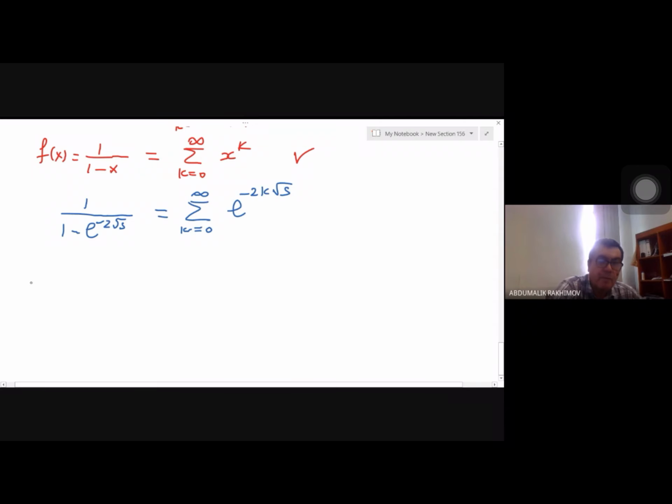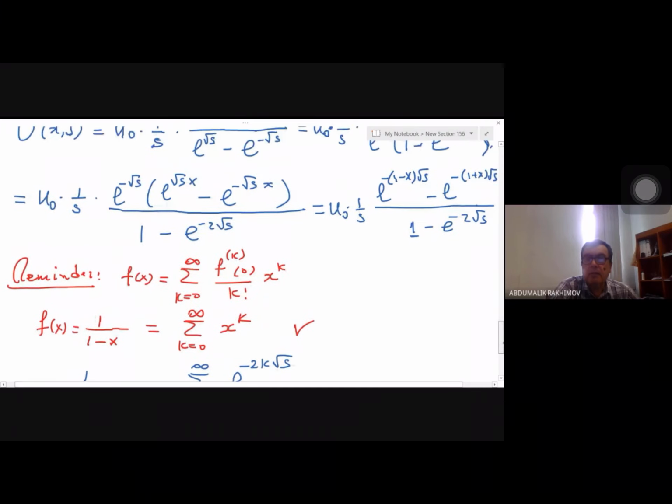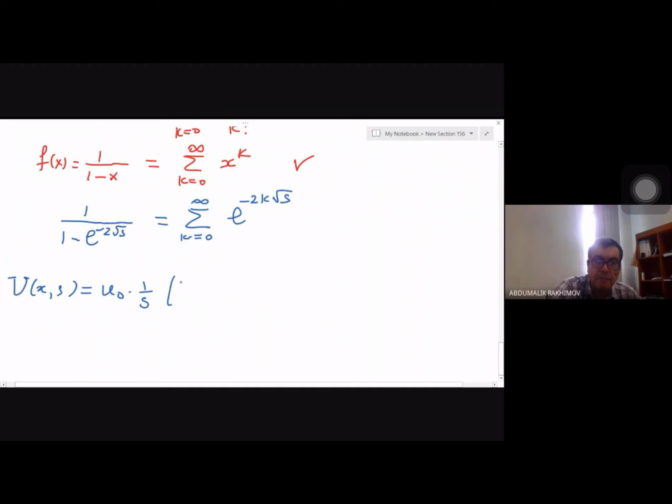Now what is my u? Let me continue. We have u(x,s) equal to u0 times 1 over s, then we have exponential of minus (1 minus x) root of s minus exponential of minus (1 plus x) root of s, then we have 1 over 1 minus exponential of minus 2 root of s.